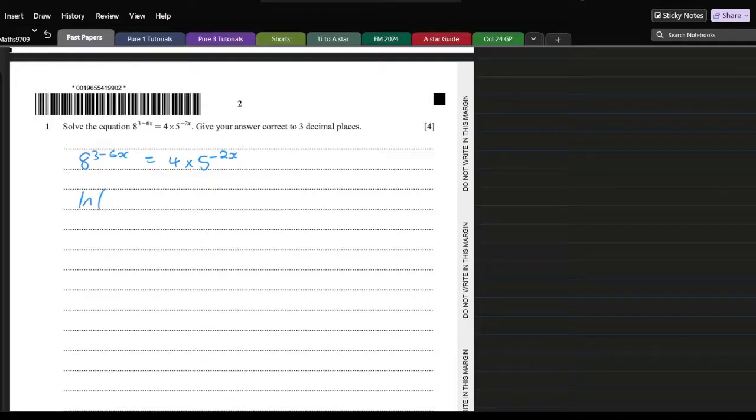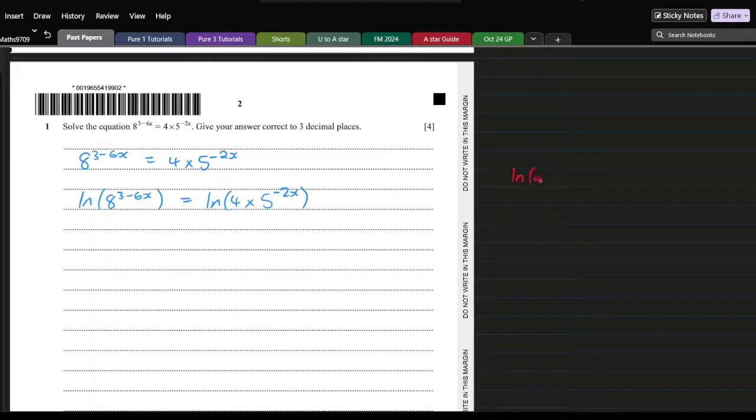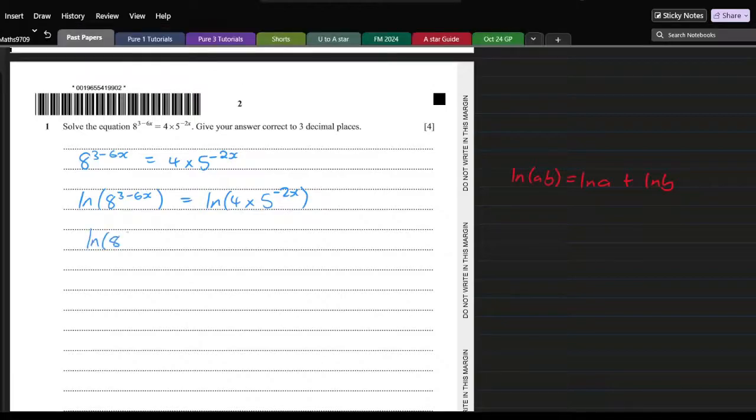So ln 8 to the power 3 minus 6x is equal to ln 4 times 5 to the negative 2x. Alright, so on the right hand side we are going to apply the law of logarithm that says ln AB is equal to ln A plus ln B. So that means what we have is ln 8 to the power 3 minus 6x is equal to ln 4 plus ln 5 to the power negative 2x.